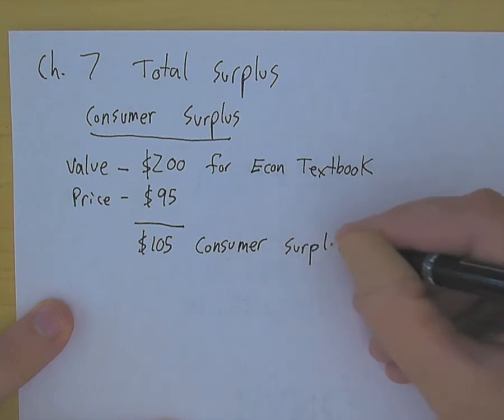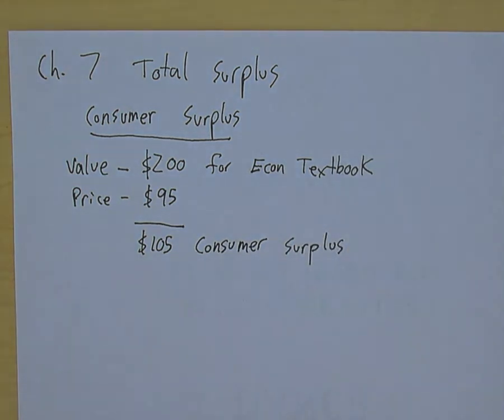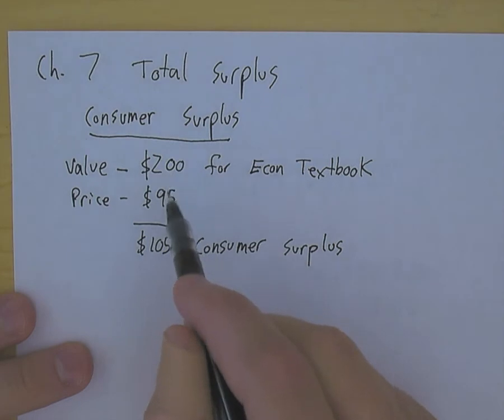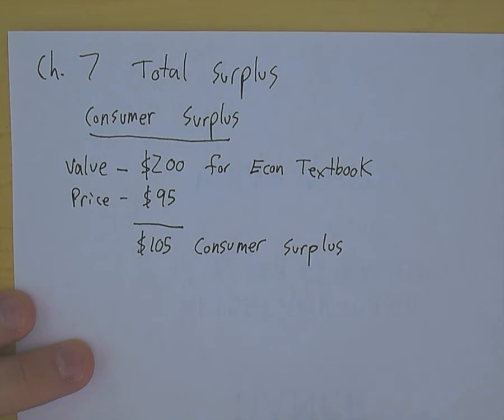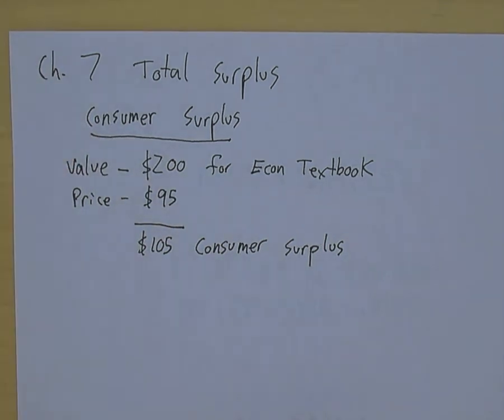Again, it's just saying, hey, I get this much warm, fuzzy feeling from buying something, but I only paid this much, so I had this much consumer surplus. Warm, fuzzy value, $200. The price is $95 I paid, so I get $105 of consumer surplus. The lower the price on anything, the greater the consumer surplus is going to be. So let's say that we continue to value it at $200, but the price drops down to $50. Then our consumer surplus is going to grow to $150.